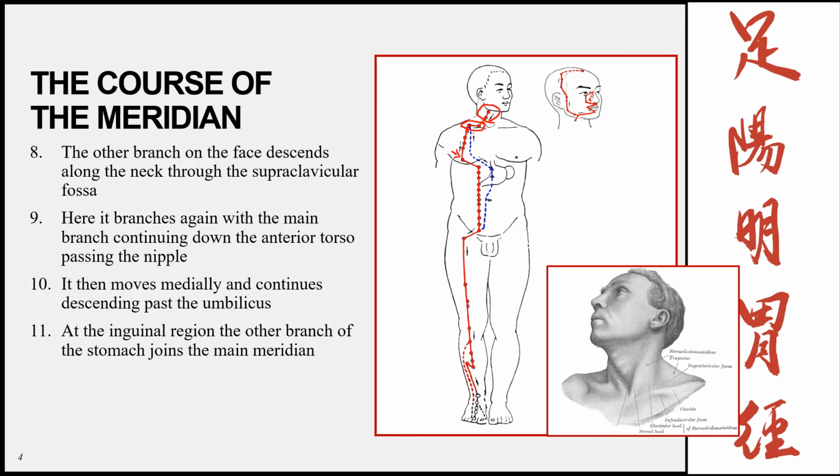And then from the nipple, it moves more medially and then continues descending along the upper abdomen, past the umbilicus, down the lower abdomen to the groin region. In the inguinal region, the other branch, the more internal branch, connects back to the main branch, and they both continue moving laterally to the anterior portion of the leg.